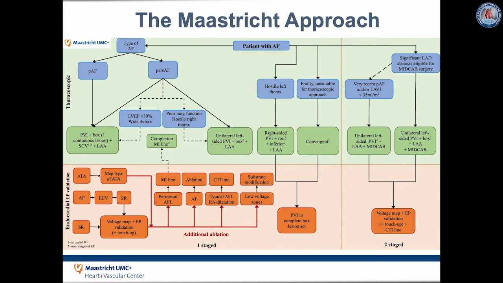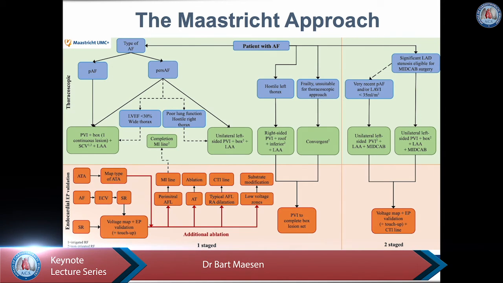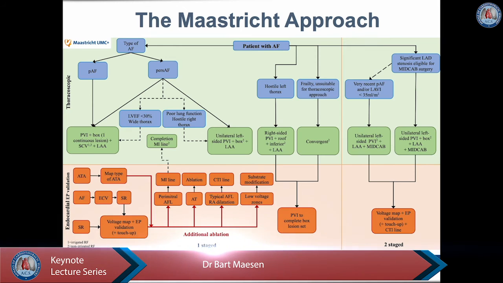In patients presenting with a perimitral flutter, we can perform a mitral isthmus line and if needed, do epicardial completion of this endocardially created mitral isthmus line over the coronary sinus. If patients present with atrial tachycardia, we do ablation of this tachycardia. In patients with typical flutter or right atrial dilatation, we perform a CTI line. And if there are organized low voltage zones, we do substrate modification.